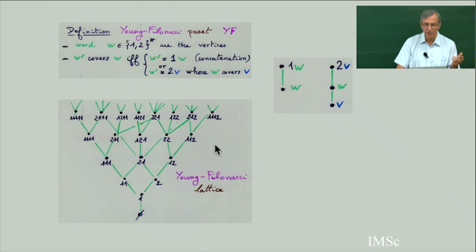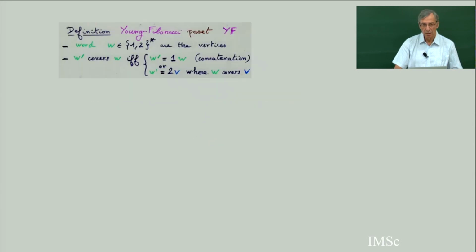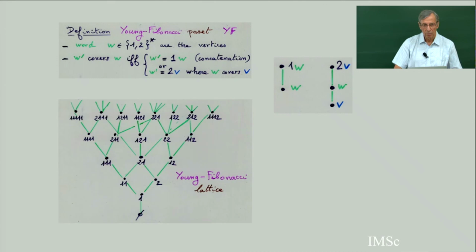And as an exercise, the number of elements of this lattice in each level is exactly the Fibonacci numbers. So we call this a graded poset. The rank at the level is just the digit sum of the numbers: 2 counts for 2, 1 counts for 1, and you have the rank function, the sum of all the digits. You see here, at one level the sum of the digits is 2, then the sum of the digits is 3, the sum of the digits is 4, the sum is 5, etc.